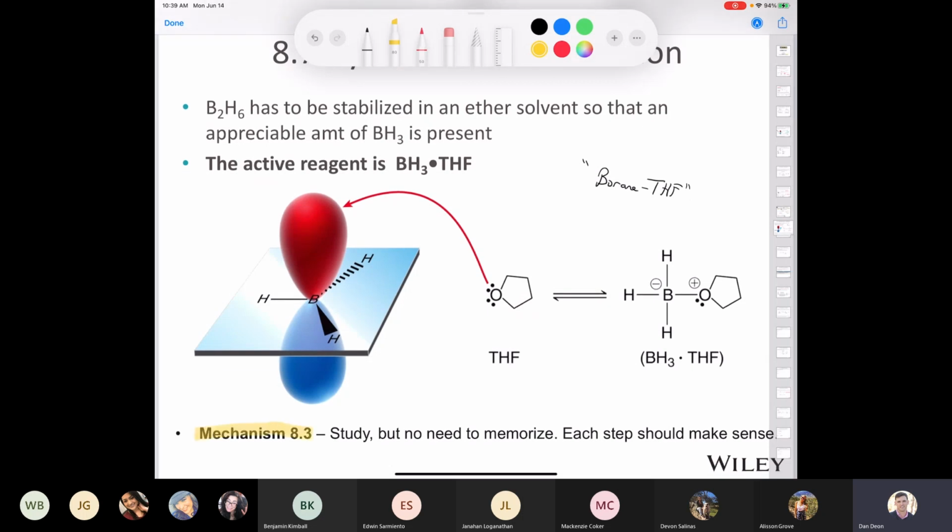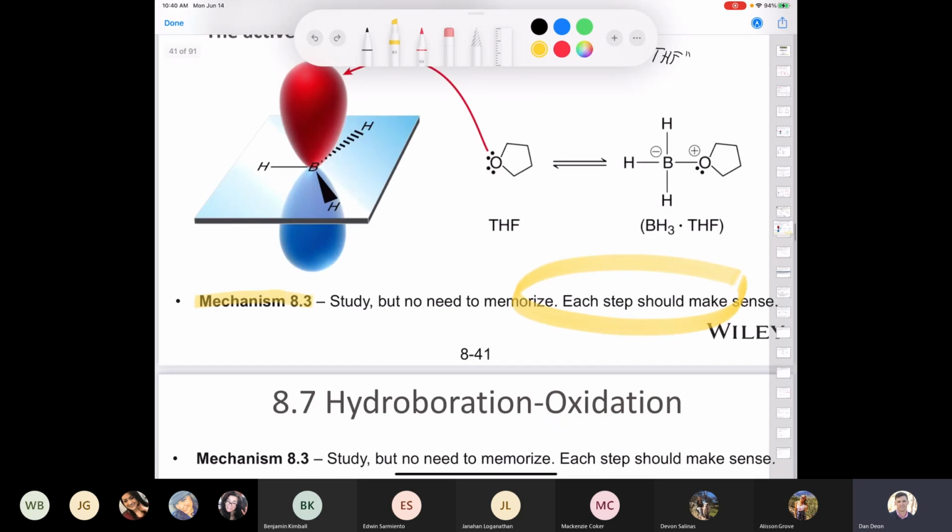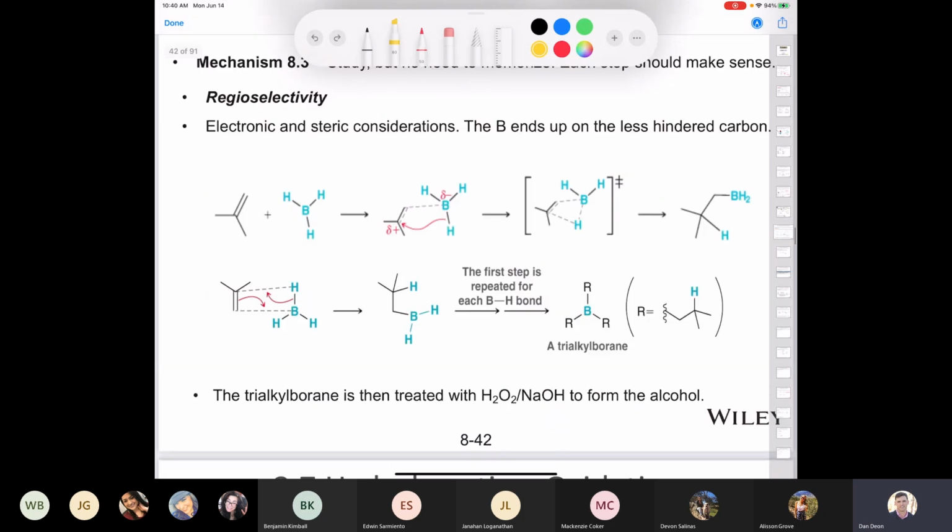The mechanism of hydroboration oxidation is covered in our textbook. It's on the next slide. I would take a look at it. You don't need to memorize it because I'm not going to ask you to regurgitate the steps or anything like that. But what I would like you to do as a Chemistry 3101 student, as a 3000 level chemistry class, I think that every step in the mechanism should make some sense to you. The reason why we get anti-Markovnikov addition is this.